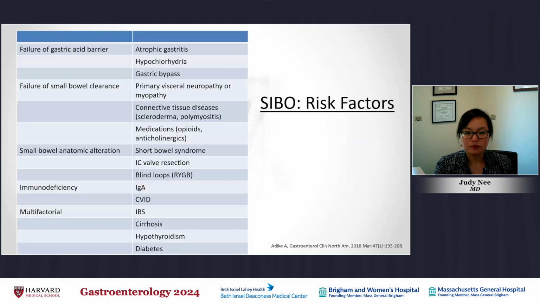What is the reason why patients have SIBO? Just taking a step back, the reasons would be failure of the gastric acid barrier, and failure of small bowel clearance, like with visceral myopathy, connective tissue diseases, and medications that slow down the GI tract like opioids. Also small bowel alterations like ileocecal valve resection and short gut syndrome, right? And immunodeficiencies like common variable immunodeficiency, or IgA deficiency. Under that multifactorial category, we have IBS.